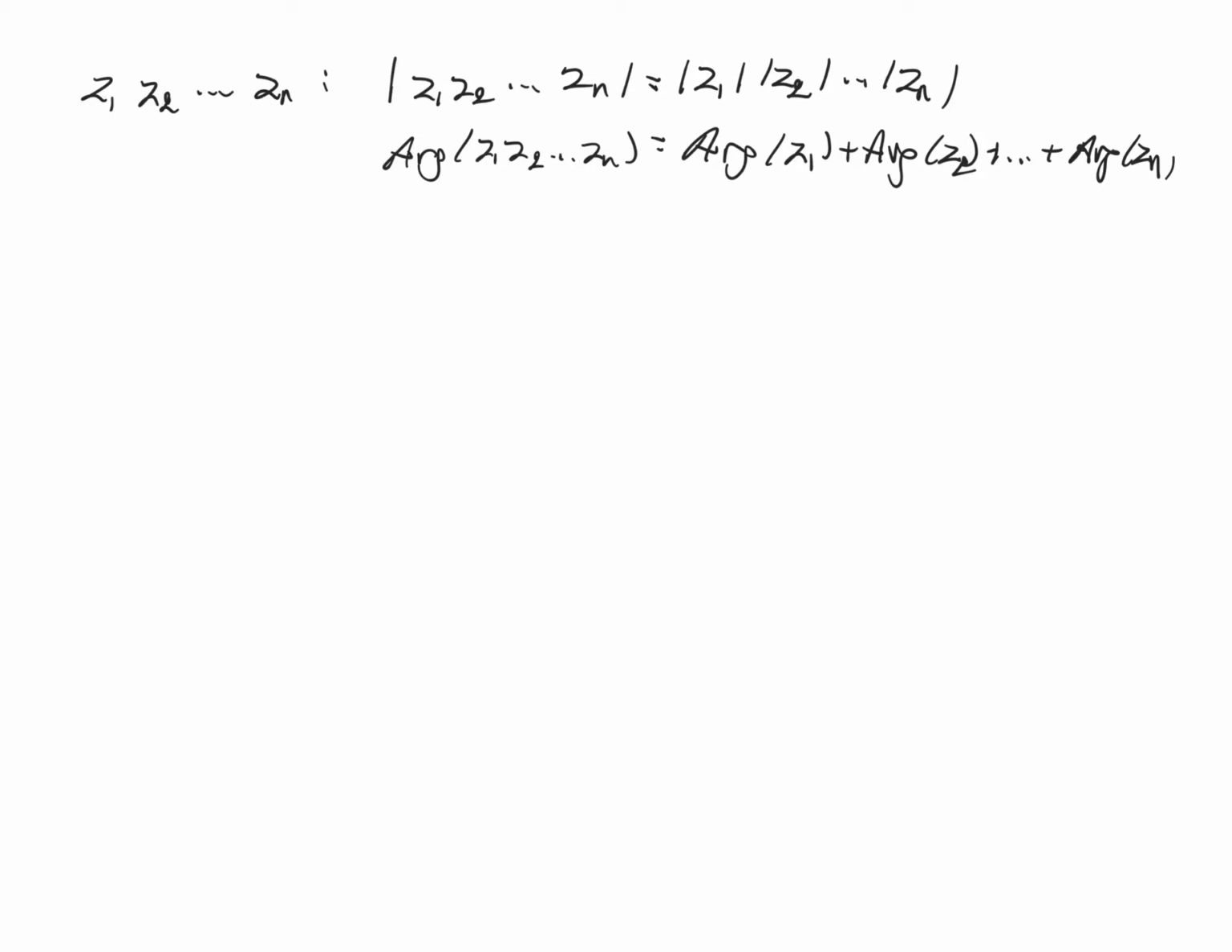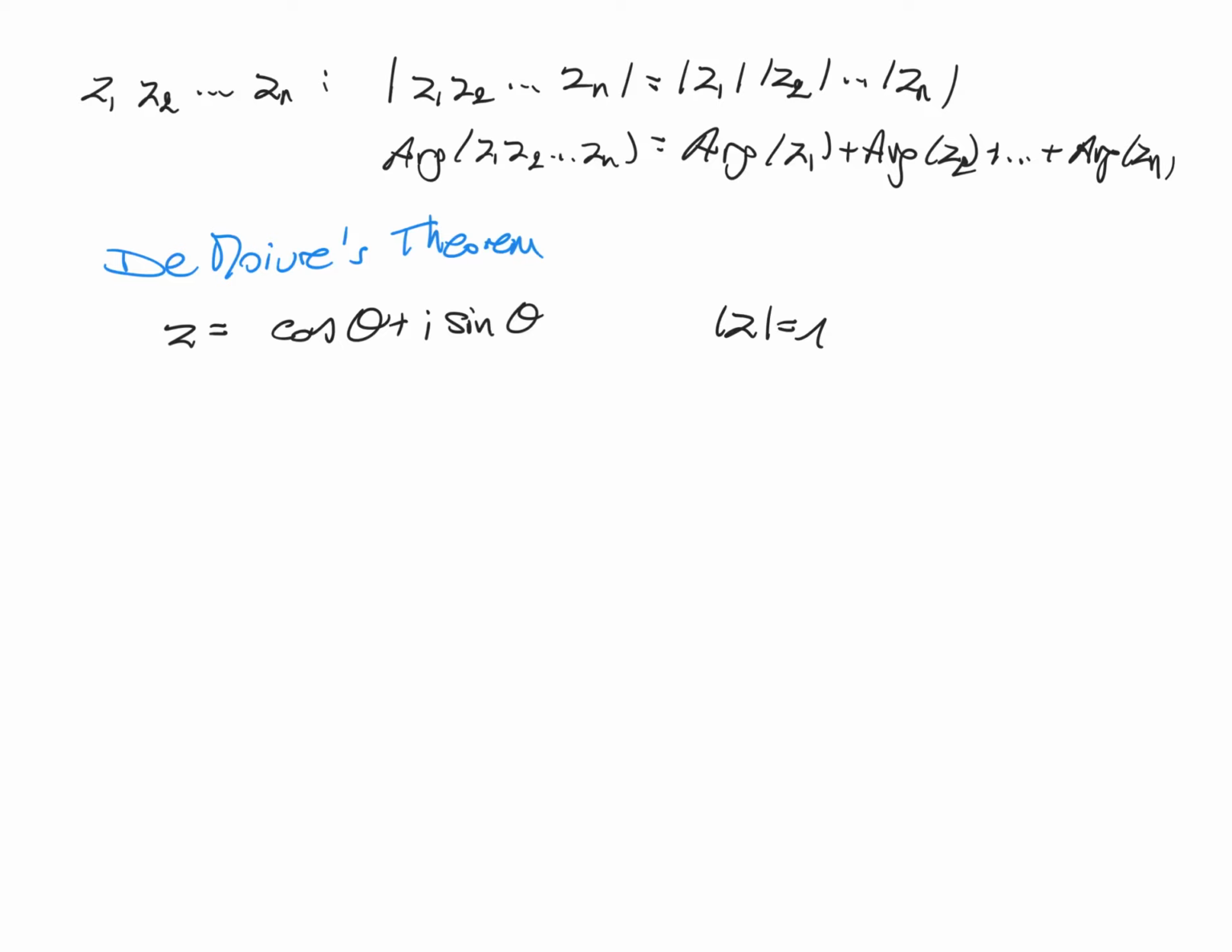A very important theorem for complex numbers, or for a product of complex numbers, is de Moivre's theorem. For this theorem, take a complex number z equal to cosine theta plus i sine of theta. So here we have the specific case that the modulus is 1, and then the argument of z is the angle theta. We then apply the previous theorem, so z to the power n is actually z times z times z, n times.